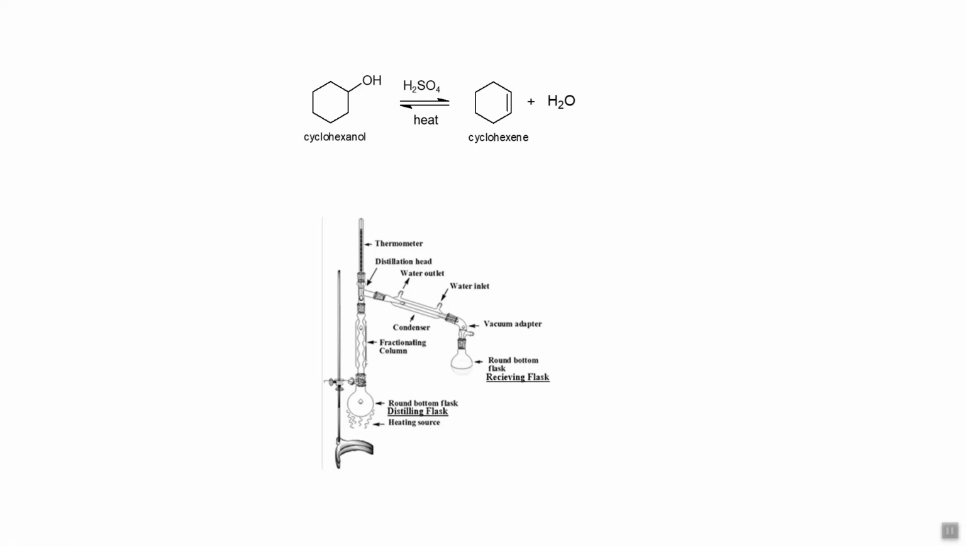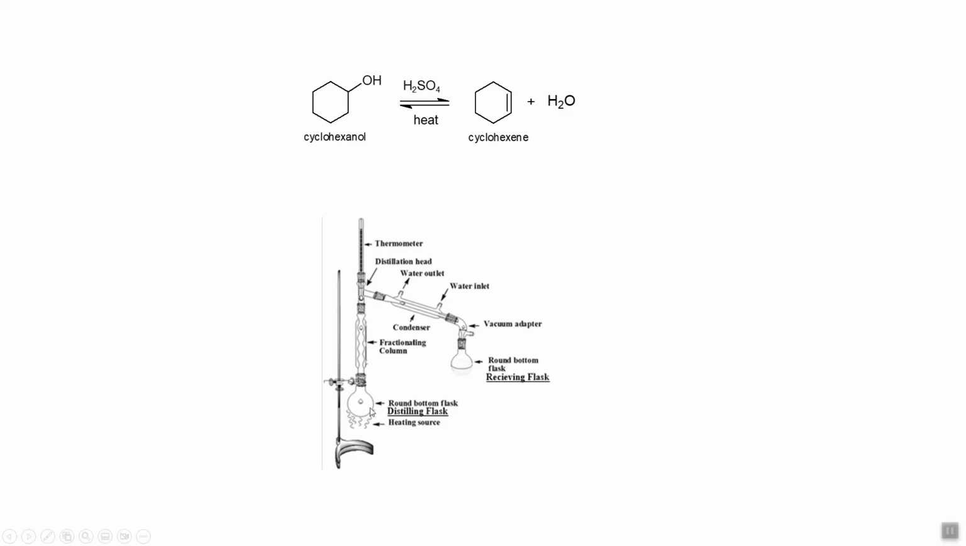Again, 10 milliliters of cyclohexanol and 6 milliliters of 7.5 molar sulfuric acid, and the sulfuric acid is a catalyst, so you would not want to count that as the limiting reagent. The other thing to note is we are going to put some boiling stones in here, so we're not going to use stirring this time. We're going to use boiling stones instead.